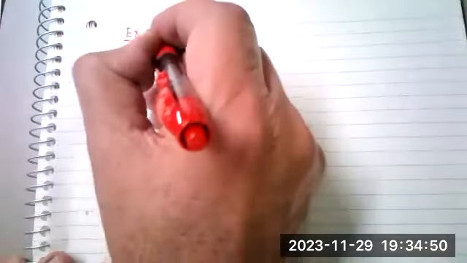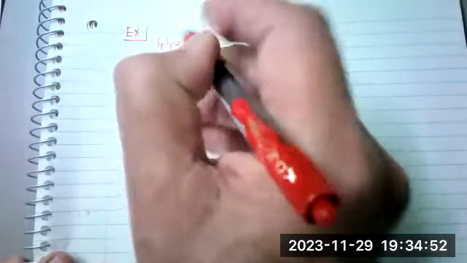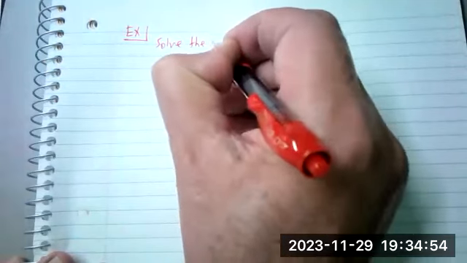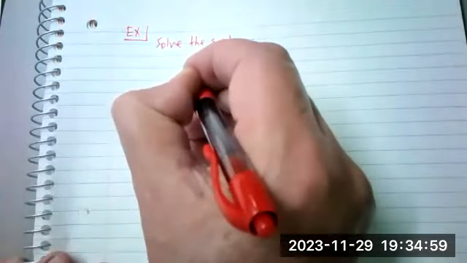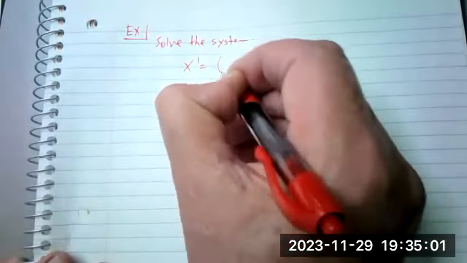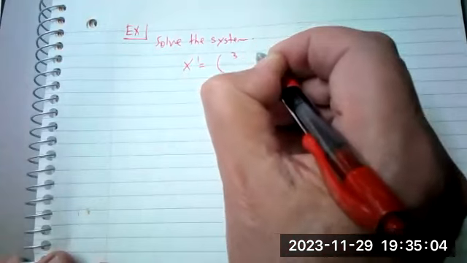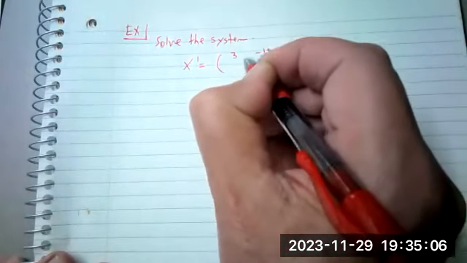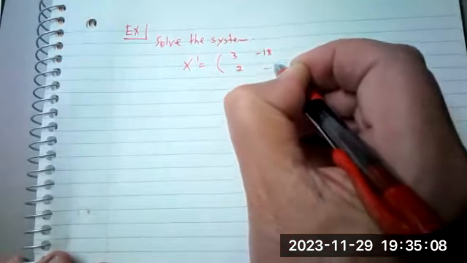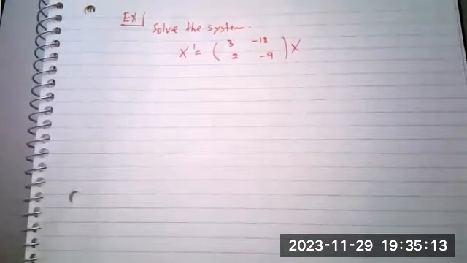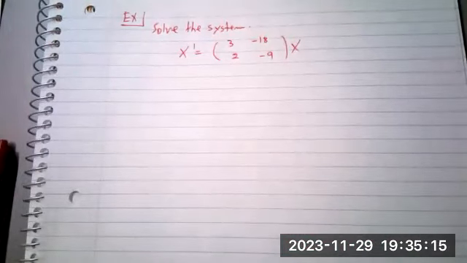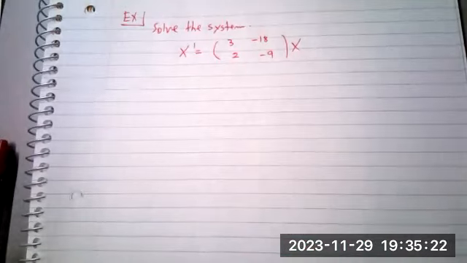There you are. Solve this system. What's the system? X prime equal to the matrix 3, negative 18, 2, negative 9, times X. So start the procedure. Get the lambda first. Solution.